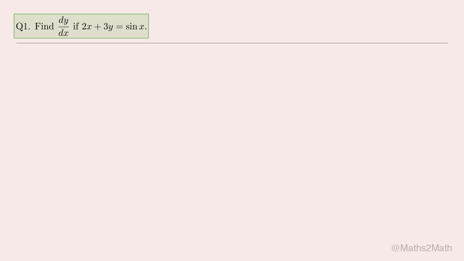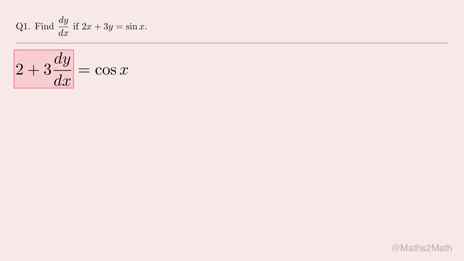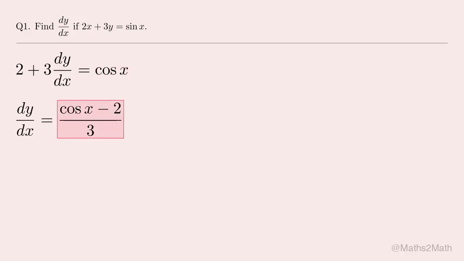Question 1. The relation ties x and y together linearly against sine x. We differentiate both sides with respect to x. Y is a function of x, so its derivative appears as dy by dx. Differentiate every term. 2x gives 2, 3y gives 3 dy by dx, sine x gives cosine x. Isolate the derivative.